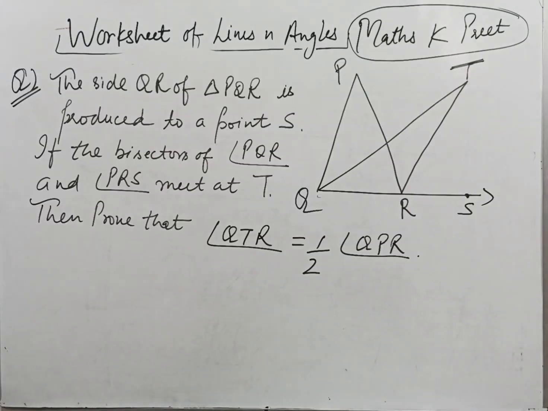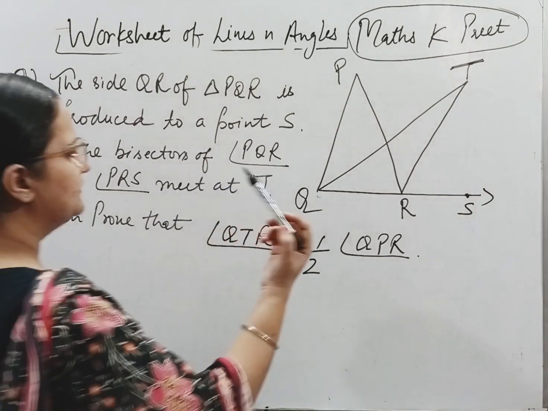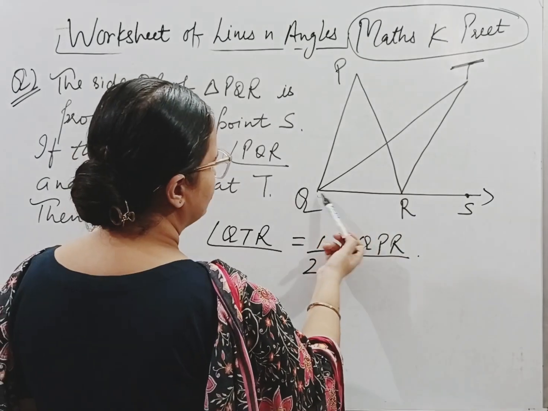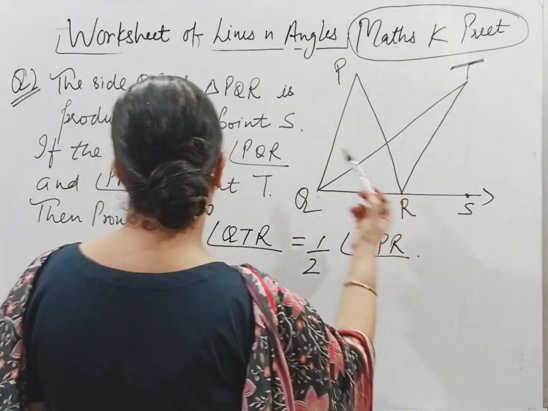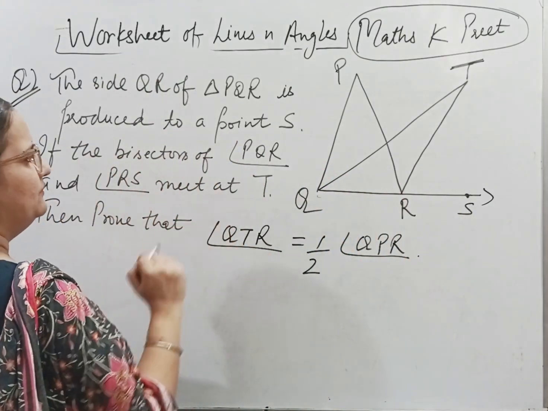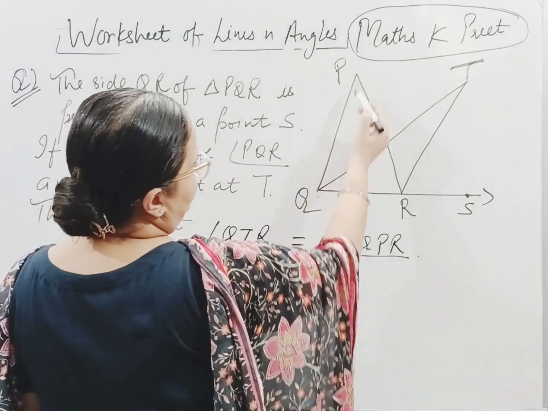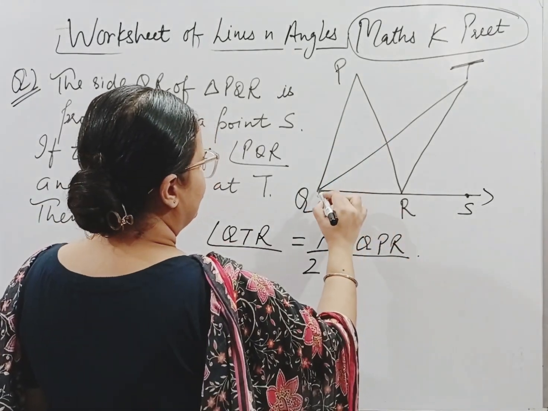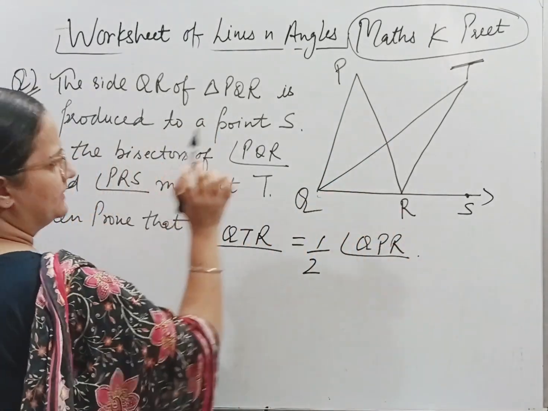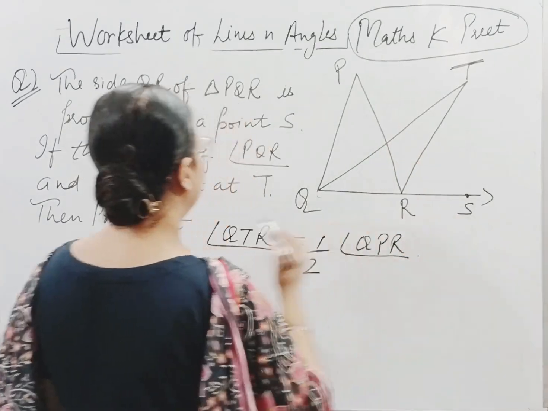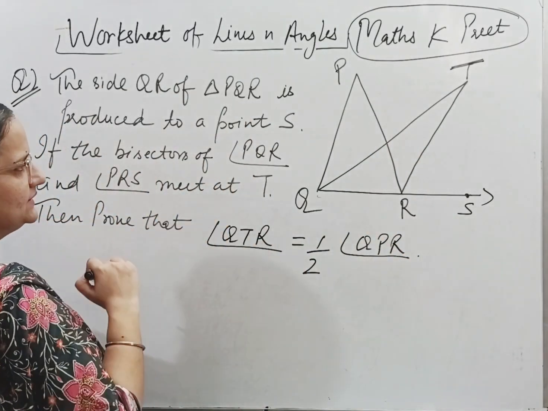Let's see the question. Very important question this is. So I'm going to give the solution here thoroughly for this question. The side QR of triangle PQR. This figure is given to us. This is triangle PQR and the side QR is produced to point S. Fine till here. If the bisectors of angle PQR, which is this angle, and of PRS, which is this angle, are meeting at T.